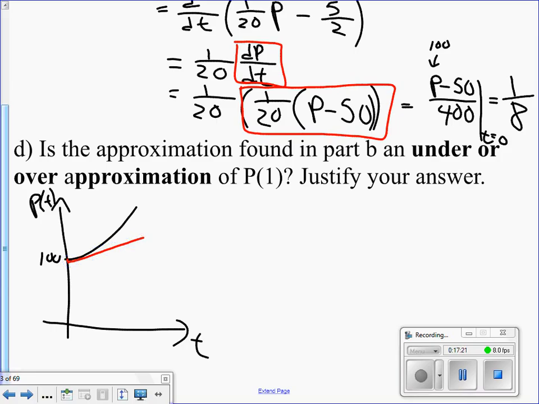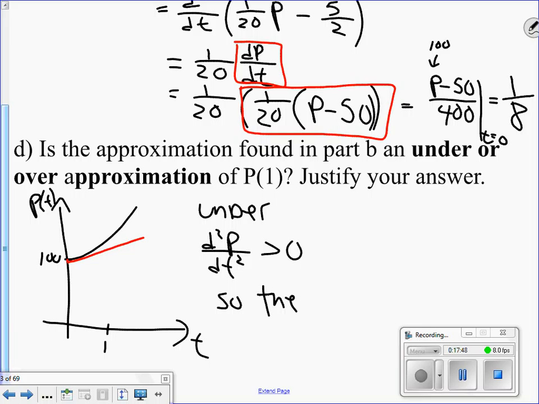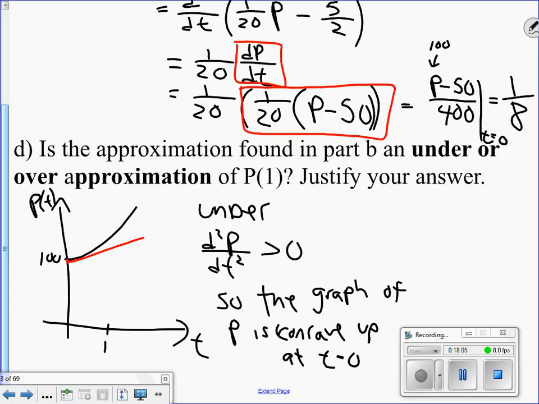If we plugged 1 into the equation of our tangent line, that number that we got, 102.5 texting monkeys, is a little less than the actual. So we say it's under, because the second derivative was positive, so the graph of P is concave up at t equals 0.